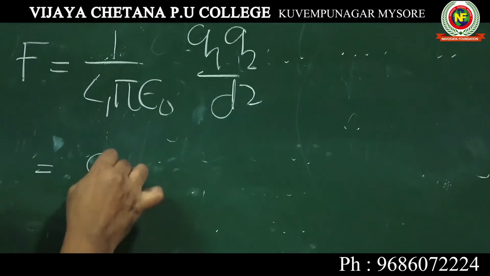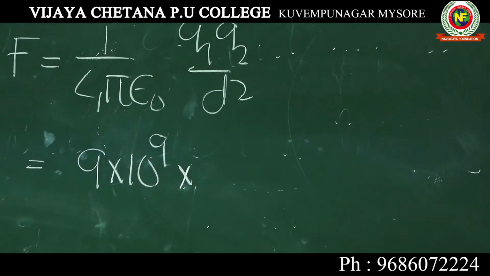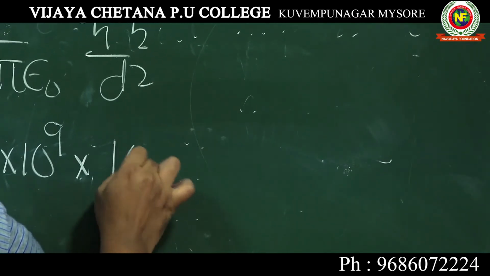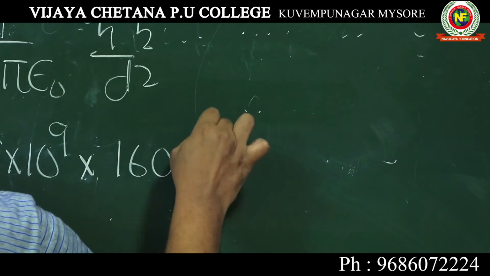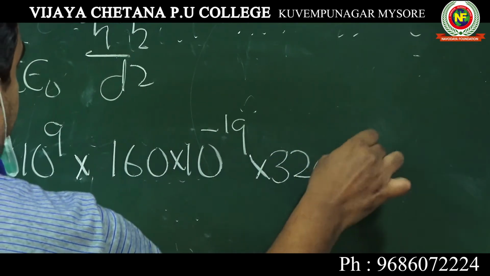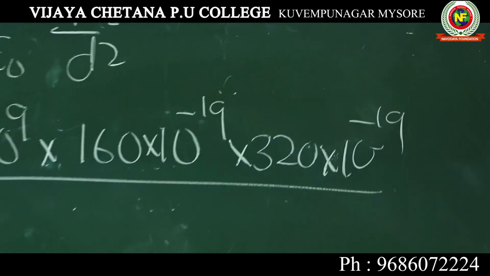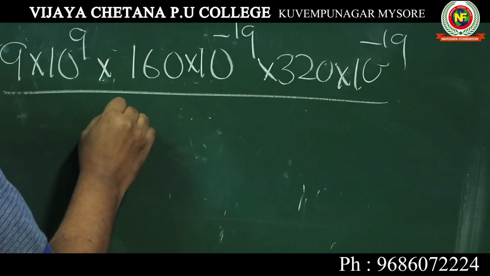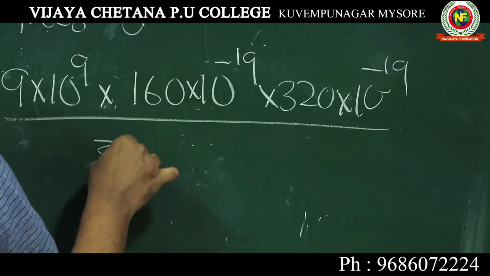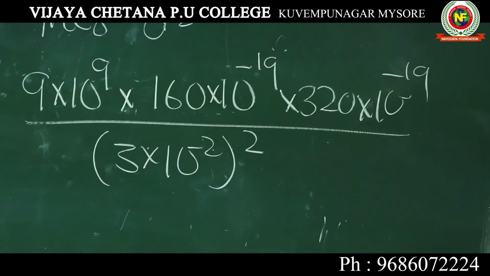So 1 by 4 pi epsilon naught is a known constant into what is Q1? Don't consider sign, only magnitude. 160 into 10 to the power of minus 19 into 320 into 10 to the power of minus 19 whole divided by the distance in between. 3 centimeter it is there. So centimeter to be expressed in meters. 3 into 10 to the power of minus 2 whole square.